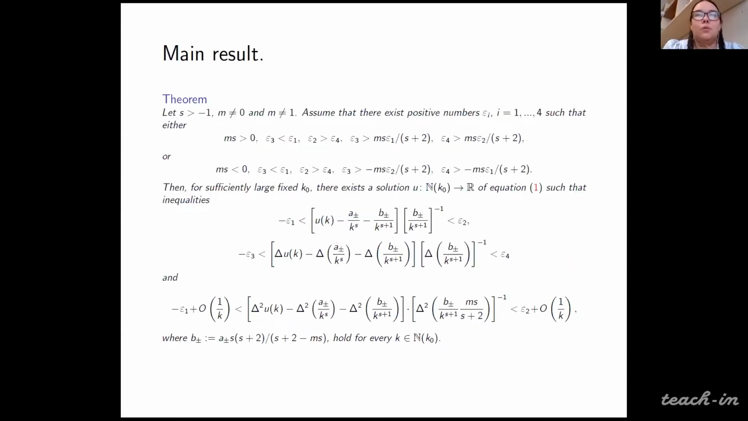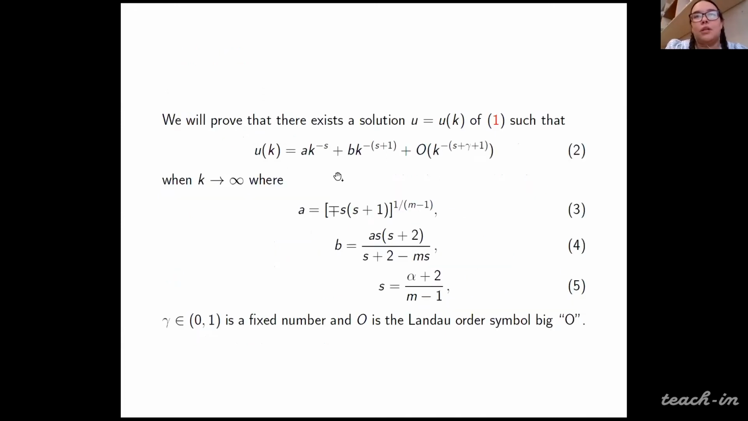So we are going to prove the following theorem. In our theorem, there appear some conditions on S and M, a system of inequalities, such that if this system holds, there will exist a solution with the given asymptotic behavior. We need S to be greater than -1, M not equal to 0 and 1, and we assume that there exist some positive numbers epsilon 1, epsilon 2, epsilon 3, and epsilon 4, such that either the first in the system of inequalities holds or the second one. Then, for some sufficiently large fixed k0, there will exist a solution of our difference equation such that the following inequalities on our solution hold. B, S, and A are given by these forms.